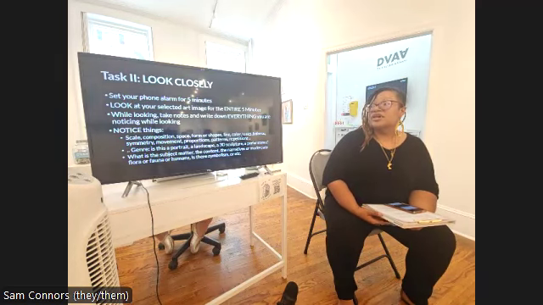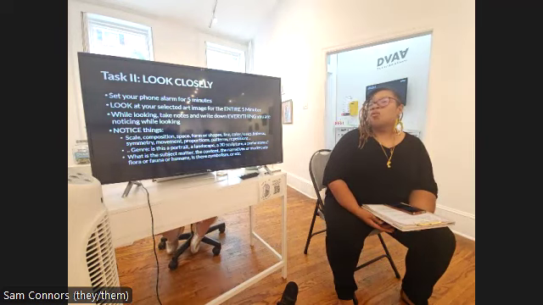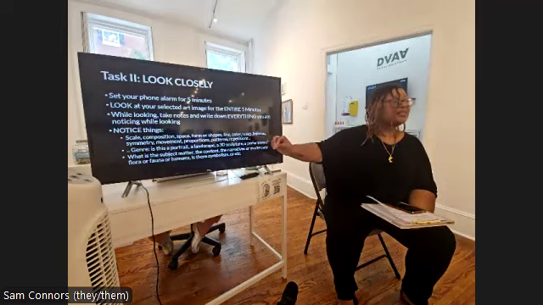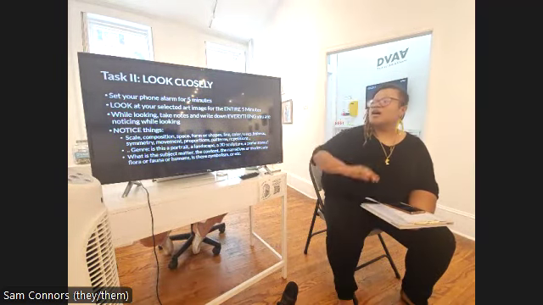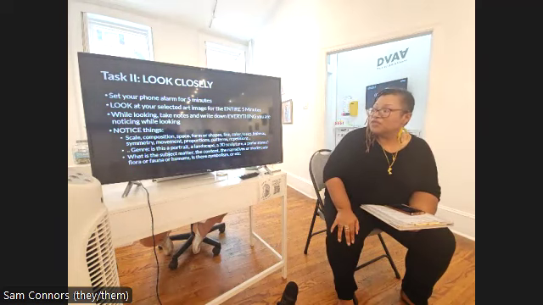Second is to look closely. You can set your phone alarm for five minutes if you want to time yourself, but look at your selected art image for the entire five minutes. While you're looking, you can take notes. This is connected to the first task, so if it's easy enough, feel free to do both task 1 and task 2 together.